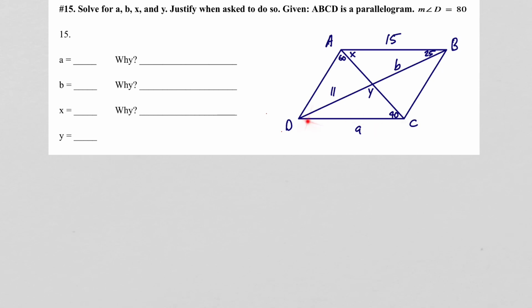Okay, for A, because we know this is a parallelogram, opposite sides are congruent. So A is 15. Opposite sides are congruent. In a parallelogram, we also know that the diagonals bisect each other. So if this is 11, B has also got to be 11.